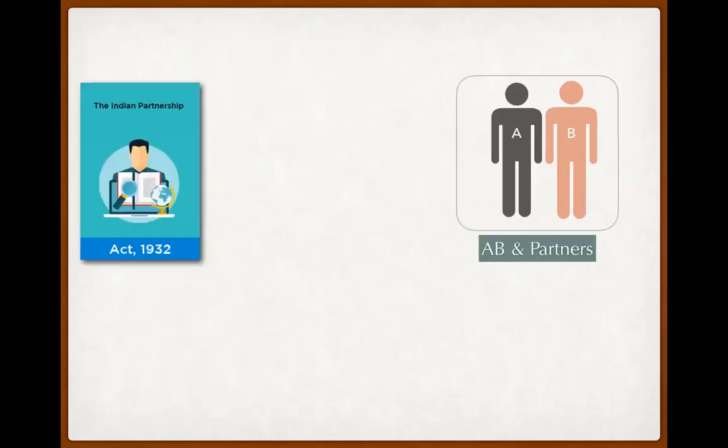As you can see, earlier it was just a salon. Now since A and B have partnered in this venture and have infused some capital, the name has been changed to AB and Partners. Although the core business is the same, which is the salon, the name has changed, and it is now regulated by the Indian Partnership Act.